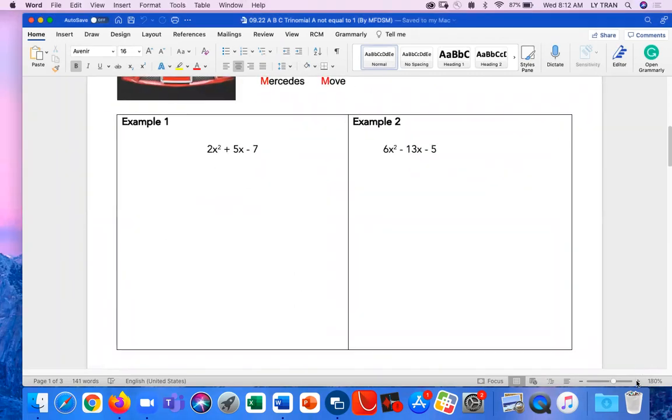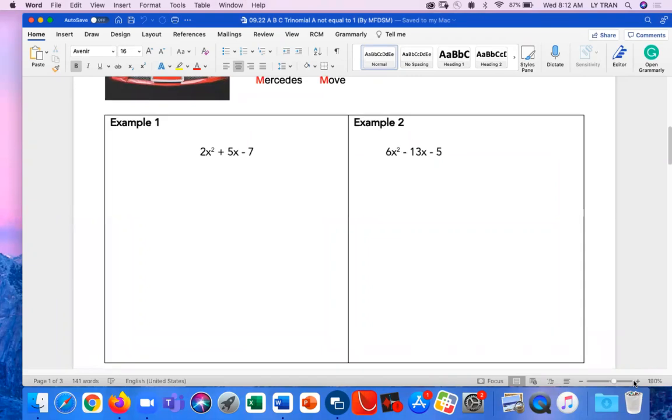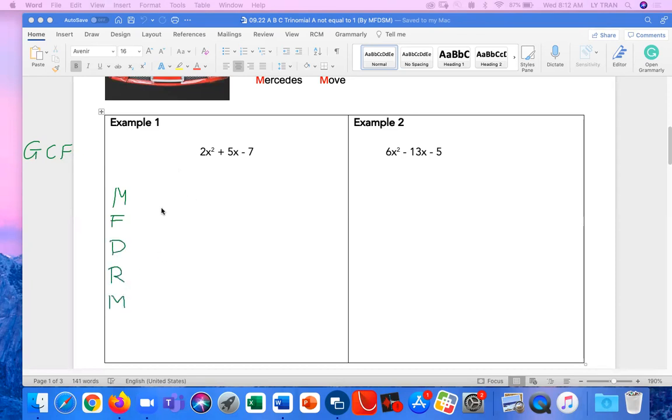Example number one. First things first, we always have to check if they have any GCF, any greatest common factor. So check it out. We have 2, 5, and 7, nothing in common; x squared, x, and no x's. So that means they have nothing in common, so we can't do GCF yet. So we're just going to use the method that I'm about to show you today called My Father Drives a Red Mercedes.